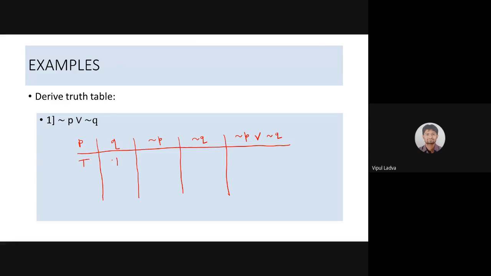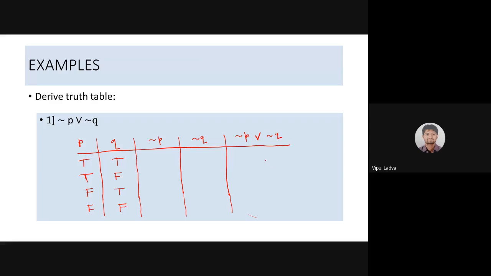Quite possible that both are having truth value true. One of them, the first one is true, second is false. First one is false, second is true, and the worst case is both statements P and Q having the value false. Is it? Now, using these possibilities, can you prepare the last column?